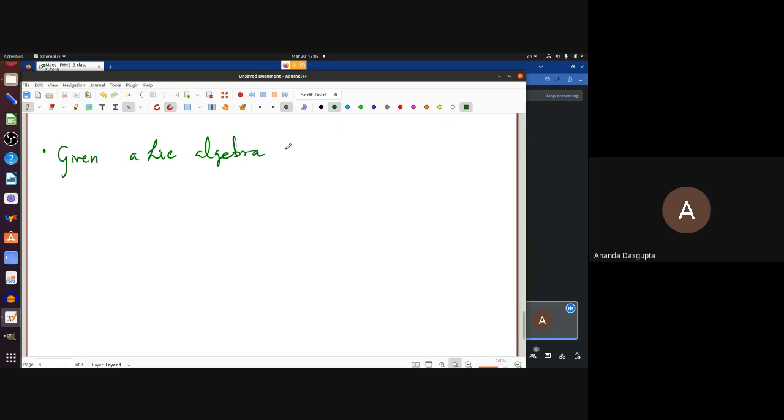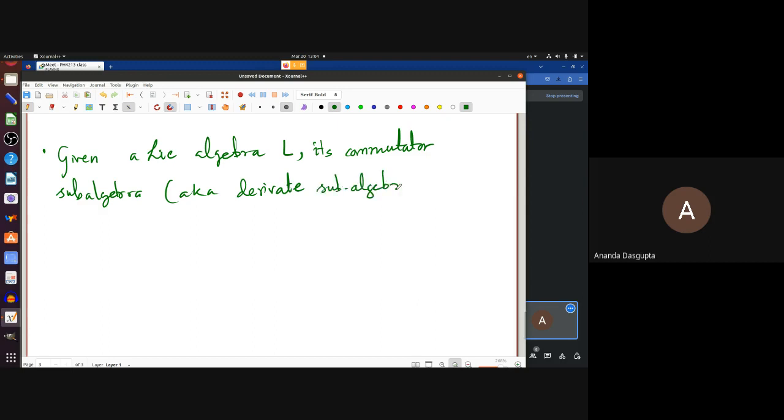Given a Lie algebra L, you define a subalgebra for this. It's called the commutator subalgebra, also called the derivative subalgebra. You can just call it the derivative of L often. So this subalgebra, we are going to call this L with a lower one. We'll see why that's important.